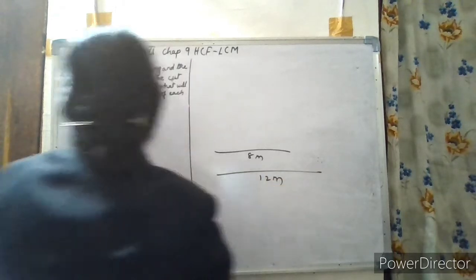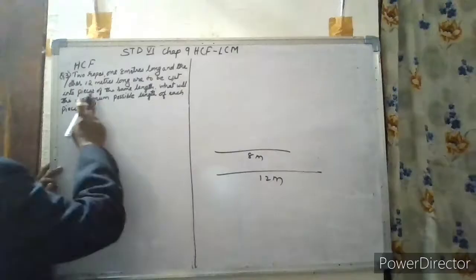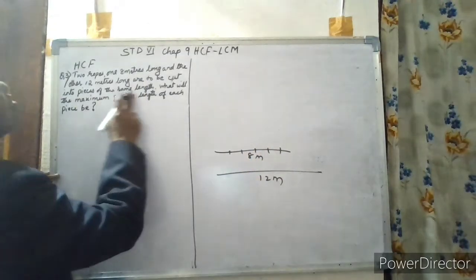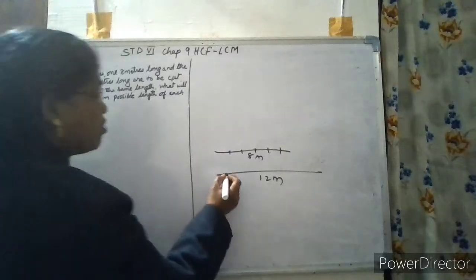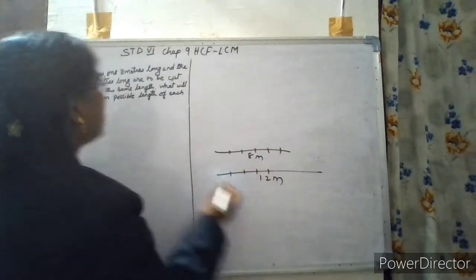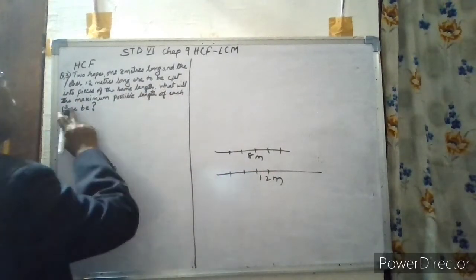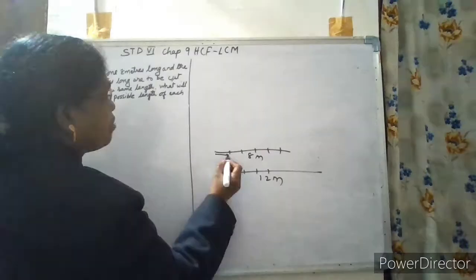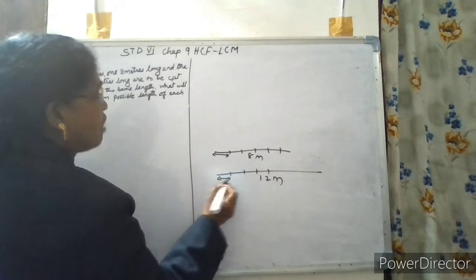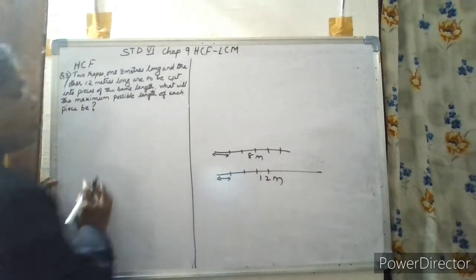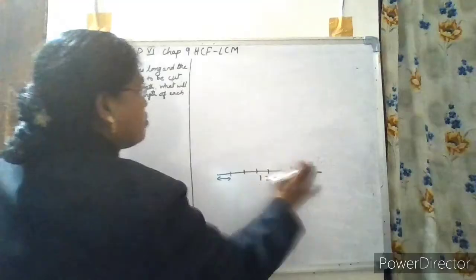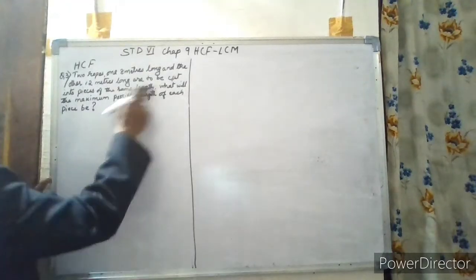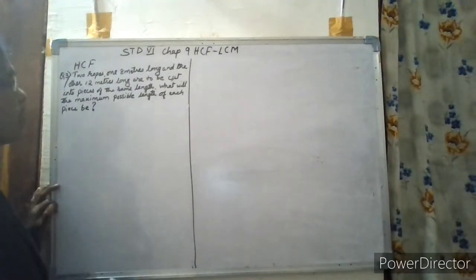These two ropes are cut into equal pieces, of the same length. So, what will be the maximum possible length of each piece? We have to find out the measure of each piece. To find this, again we can find out the HCF of the lengths of the ropes. Then we will get the maximum possible length of each piece.